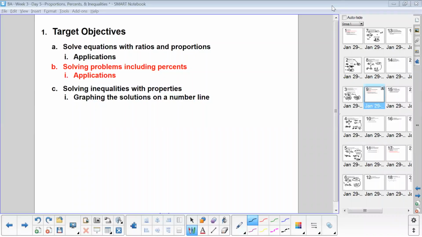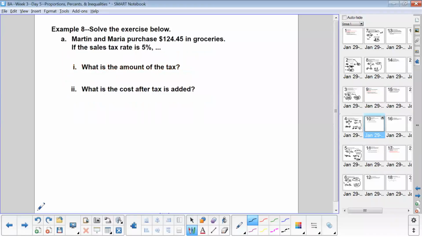Part two of this video series will now have us look at solving different problems, including percents in regard to applications where we can use proportions, or we can use equations to represent this scenario. So let's look at this first one.